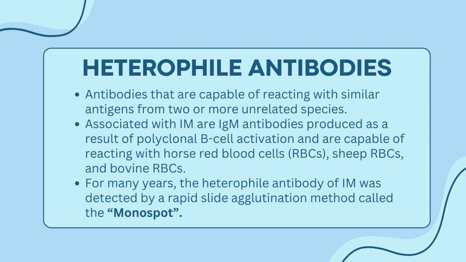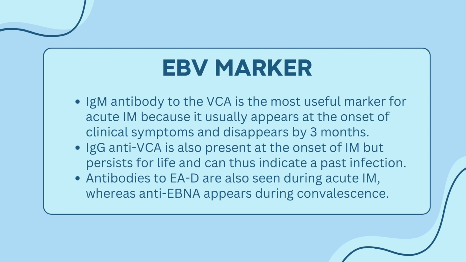The antibody could be titered by incubating serial dilutions of the patient's serum with sheep RBCs in the Paul Bunnell test. But today, these methods have been replaced by more sensitive rapid agglutination tests or immunochromatographic assays using purified bovine RBC extract as the antigen. So let's move forward to the EBV markers.